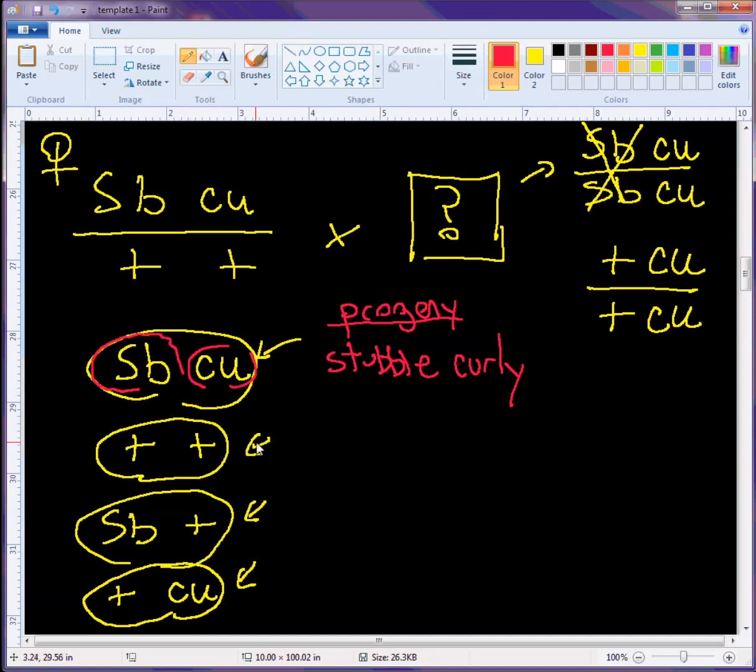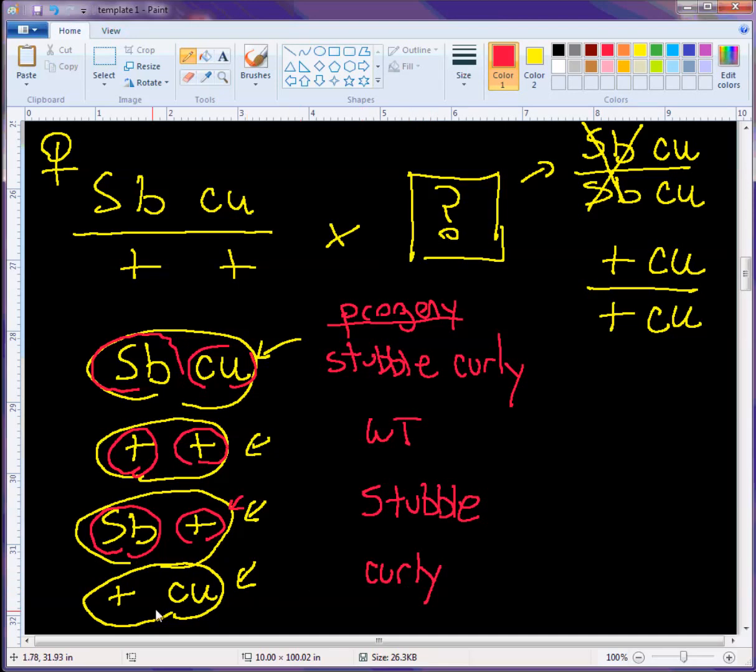These ones right here, when this egg is fertilized, the progeny have to have a wild type phenotype, because that will allow us to know that the female gamete here, the egg, had a wild type stubble allele and a wild type curly allele. For this one right here, the progeny have to have the stubble phenotype, because then we'll know that this egg had the stubble allele and the wild type curly allele. And for this one right here, the progeny have to have the curly phenotype, because that will allow us to tell that this egg had the wild type stubble allele and the mutant curly allele.